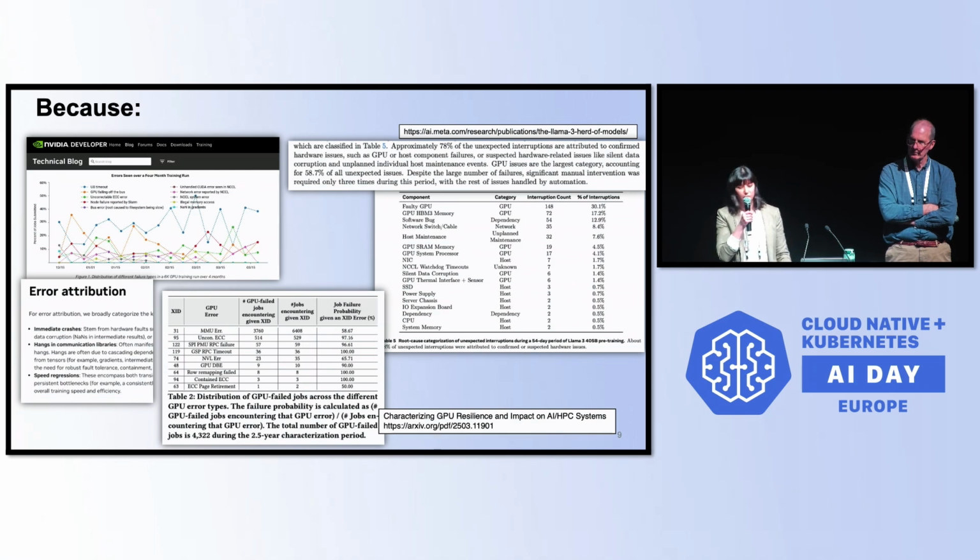Especially at the hardware level, they report 78% of the actual faults, so when the workload would stop, were because of hardware failures. And almost 60% of those were GPU failures. So that can be a major blocker for the workloads that are running on the cluster.